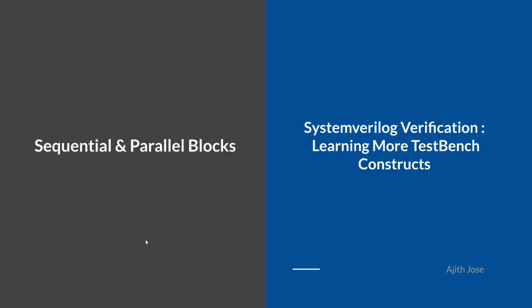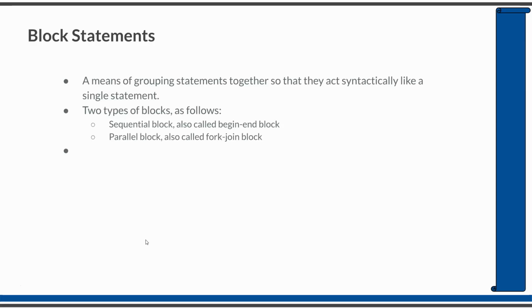In this session you will be learning about sequential and parallel blocks. A block statement is a mean of grouping a number of statements together so that they look correct syntactically to the language. So you know, a statement is an executable line which is ending with a semicolon. Most of the statements in Systemverilog will be ending with a semicolon. And if you wanted to group a number of statements together, that is what is called as a block statement.